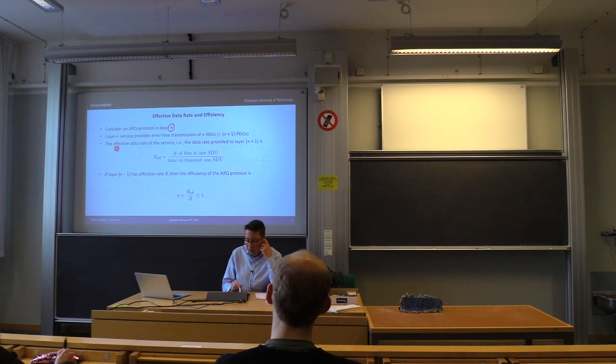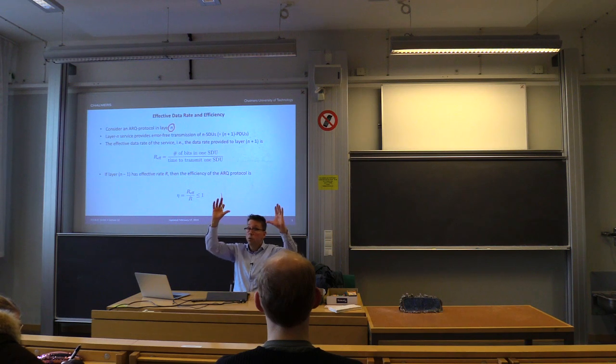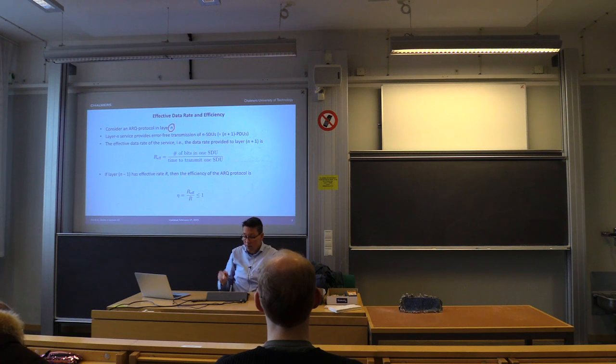So then the effective data rate of the service, what is that? Well, it's the data rate that the layer above us perceives, the data rate provided to layer N+1. How can we calculate that? One way is to take the number of bits in the service data unit, the payload we get from above, and divide it by the time it takes to transmit this on average. That should be the data rate, in bits per second.